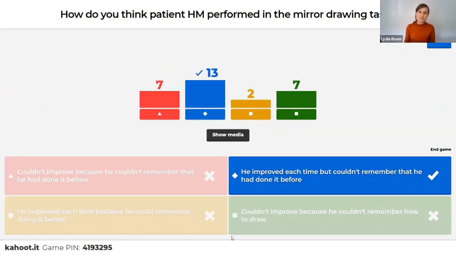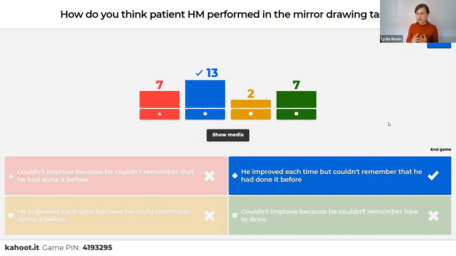Great. So 13 of you got that right. Well done. And sorry if you clicked an answer before I'd really explained. But what happened when he performed this task was that he did improve over time, but he couldn't actually remember that he'd ever done it before.